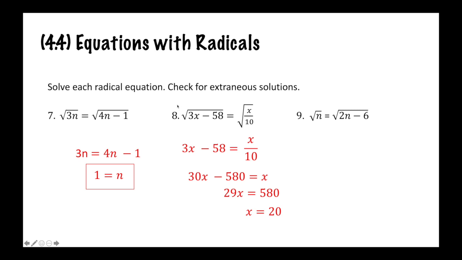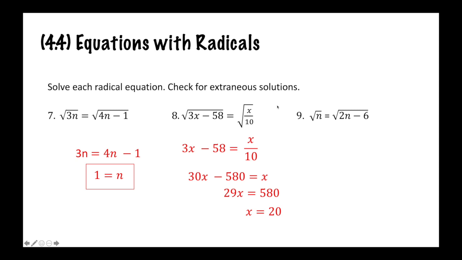Now I plug that back in and check it. 3 times 20 gives me 60. 60 minus 58 is going to give me 2. So I have the square root of 2 on the left. Over here, 20 divided by 10 is going to give me 2 as well. And that means that I've got the square root of 2 is equal to the square root of 2.